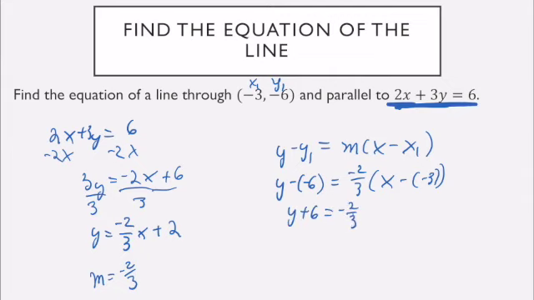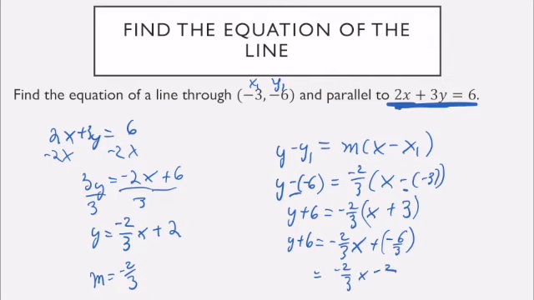Simplifying, I have y plus 6 equals negative 2/3 times the quantity x plus 3, in parentheses, right? I just got rid of our double negatives. Now I need to distribute. So I have y plus 6 equals negative 2/3 x. If I have negative 2/3 times 3, that gives me negative 6/3, but I can go ahead and simplify that to negative 2. Now to get y by itself, I subtract 6 from both sides. So the equation for the line parallel to the line given through the point requested is y equals negative 2/3 x minus 8.